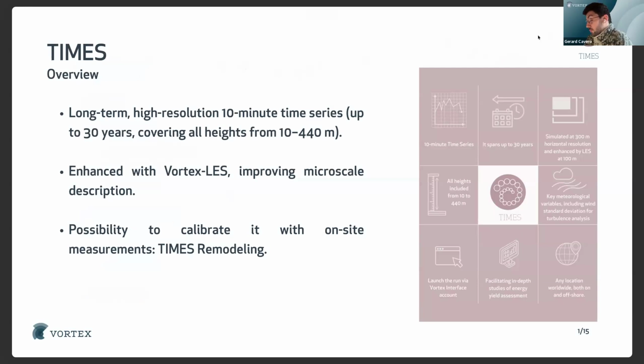For those who don't know what Vortex Times is, Marvin has introduced it, but it's a long-term, high-resolution, 10-minute time series. We can cover up to 30 years, covering the whole vertical profile, from 10 to 440 meters. The particularity of this product is that we have enhanced this simulation with our Vortex LES, which results in an improvement of the subgrid effect and therefore the microscale description. And as I said, there's the possibility to use on-site measurements to calibrate the time series and reduce the uncertainty of the simulation.